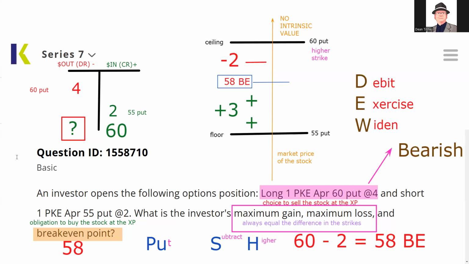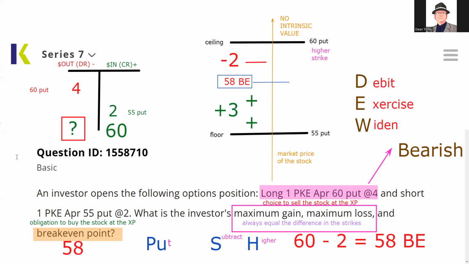I will link in the video description to a video I have called Don't Hate the 8 that goes over all 8 things you need to know about spreads as it relates to your Series 7. You've got to be able to identify this as a spread. We've done so. Long and short, the same type of contract. You've got to determine debit or credit. We've determined debit. Exercise or expire. We've determined exercise. Widen or narrow. We've determined widen. We've got to be able to do max gain, max loss.